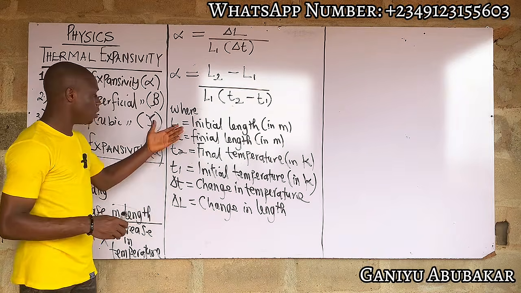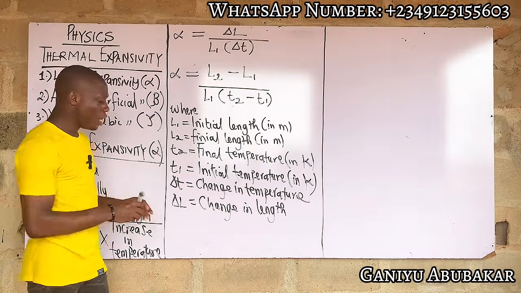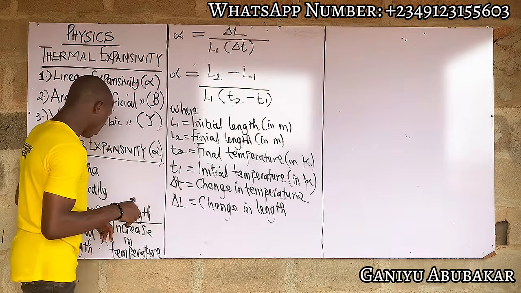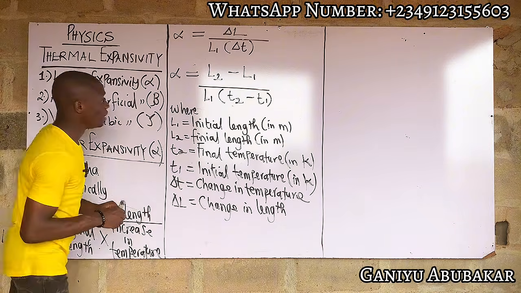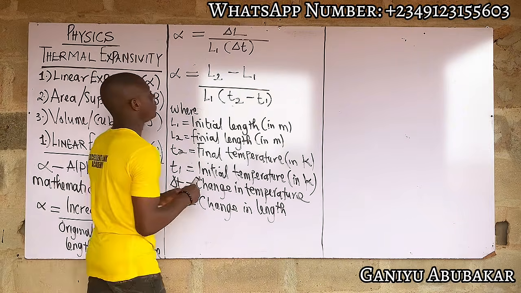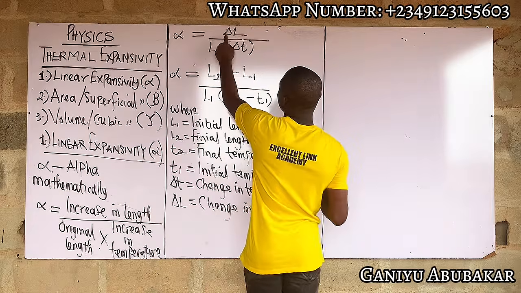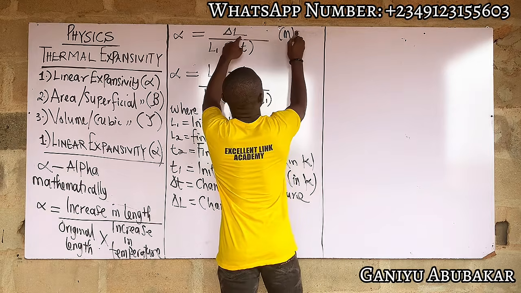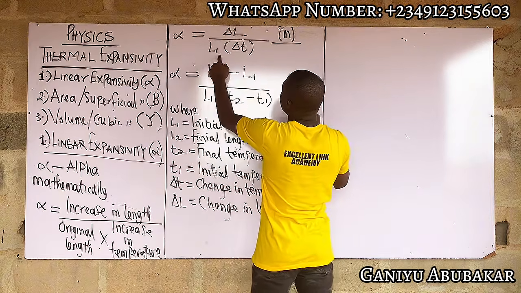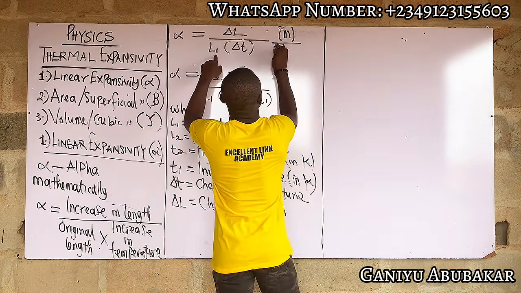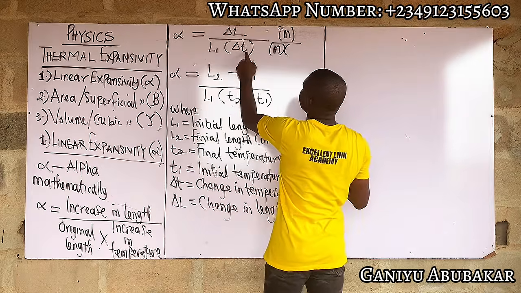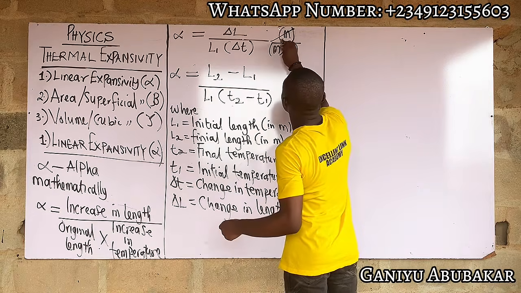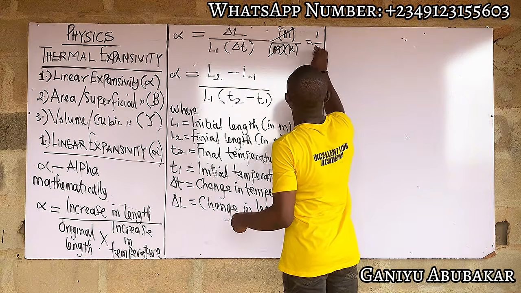So I have this in front of you. At this point now, let's get the SI unit for linear expansivity. So we said that linear expansivity is change in L, which is in meters, all over change in L1, which is also in meters, into change in T, that's Kelvin. So if I cancel this, I'll have 1 over Kelvin.